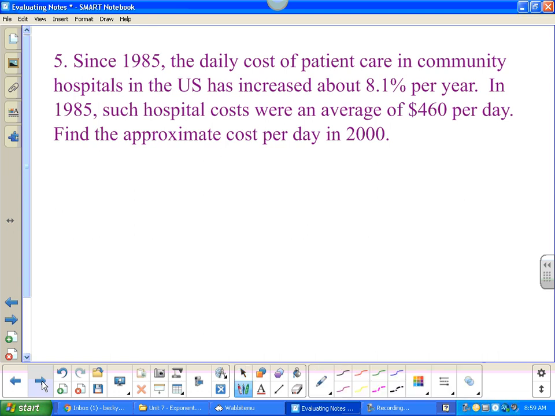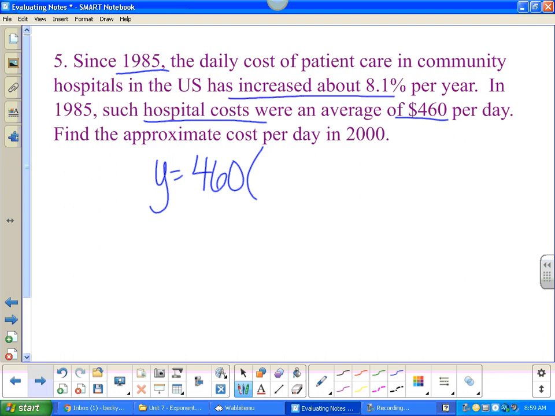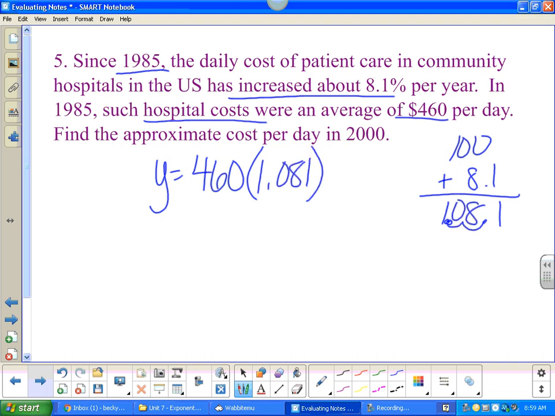What I've noticed is a lot of students will say y equals and they'll plug in a 1985 right here. That's not my starting value. That's a year. You've got to make sure that you're really taking time to read the question. What is it that's increasing? It's hospital cost. They started at $460 a day. We are increasing 8.1%. So 100 plus 8.1 is 108.1. Scoot your decimal twice. 1.081. Now, how long are we talking?